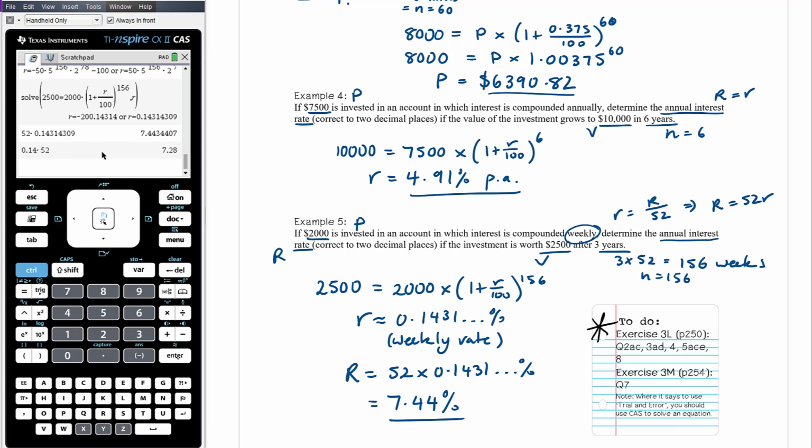Okay, so you've got the list of work for today. Again, in any questions where it asks you to use trial and error, your book was designed not to have a CAS, so you want to actually use your CAS to solve when the question says trial and error.